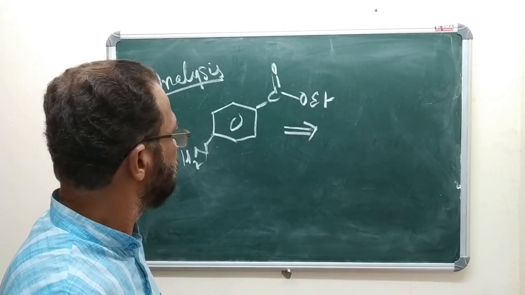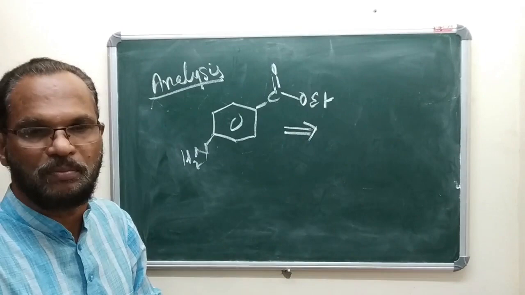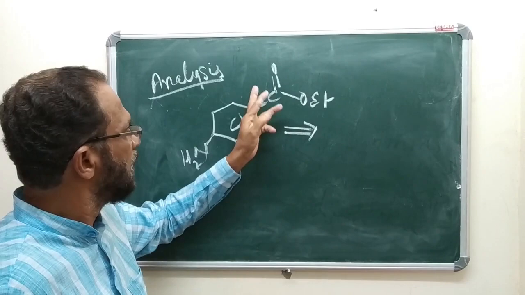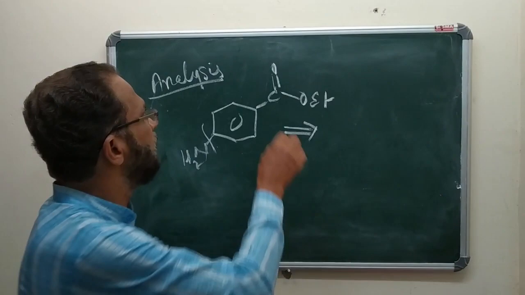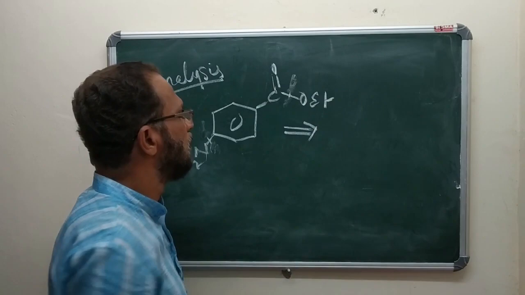When you look at the molecule, you can see that there are two functional groups. One is the ester group and the other is the amino group. Now, we can cleave the molecule at any position, provided it is reliable. So here, two functional groups are there. You can imagine a cleavage at the C-N bond, or we can expect a cleavage of the ester group. Here, we have to consider the ester group cleavage, because this is the easiest one.